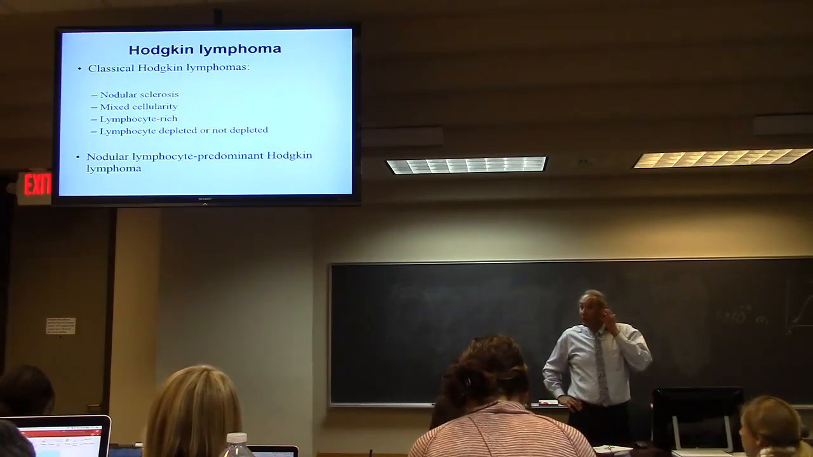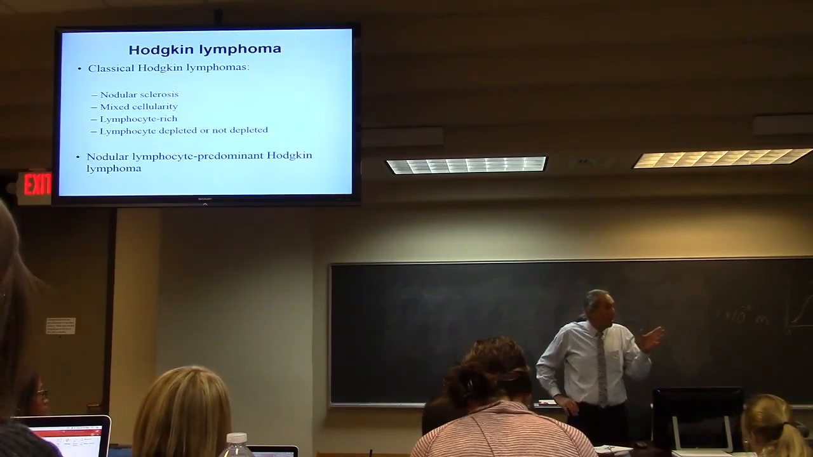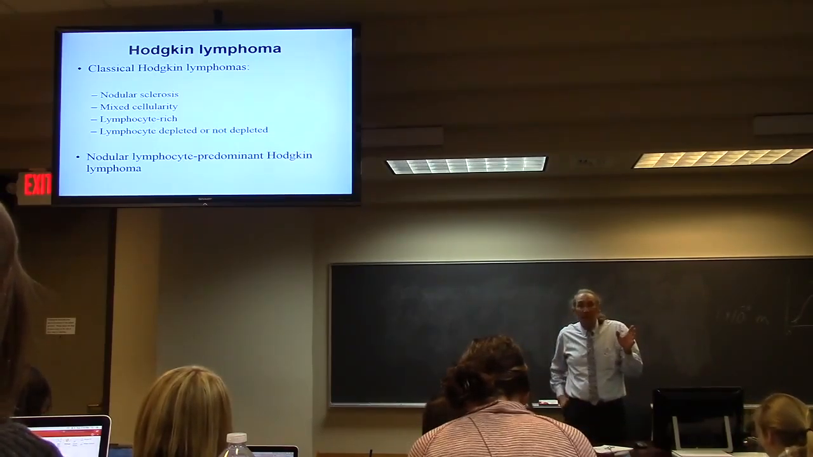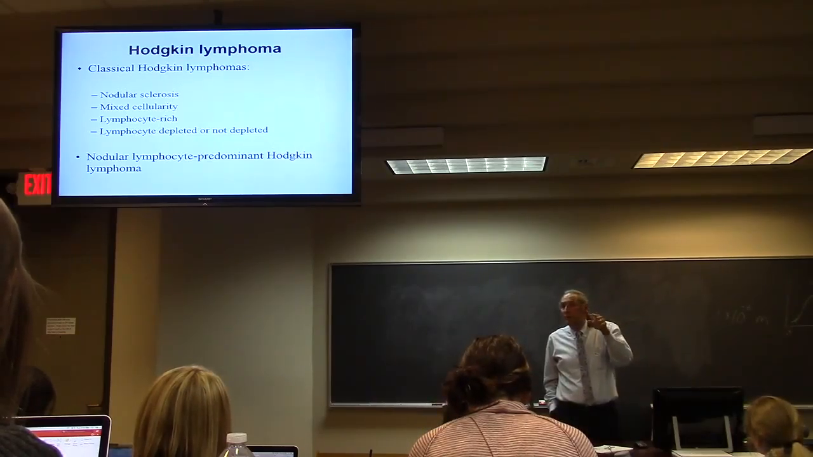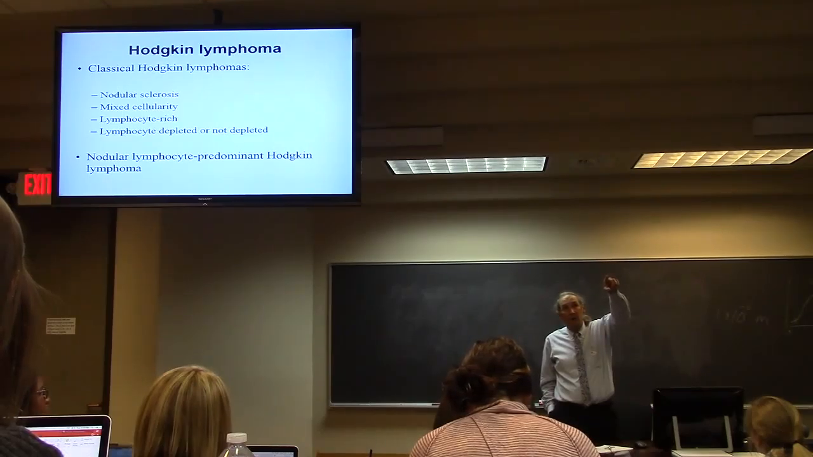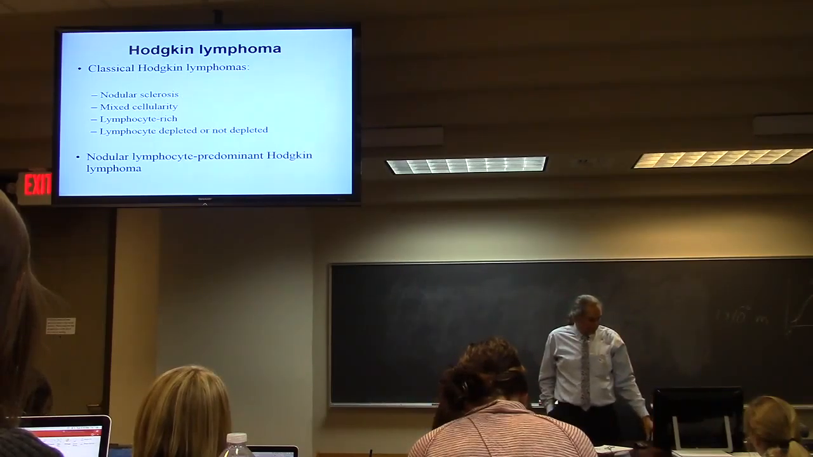There are 4 different classifications. They have some little difference in prognosis, but not that much. This nodular lymphocyte predominant Hodgkin's disease is a different actor, and it may not even be Hodgkin's disease. There's controversy about that. But the first 4, lymphocyte depleted, lymphocyte rich, mixed cellularity, and nodular sclerosis, are all well accepted subclassifications.